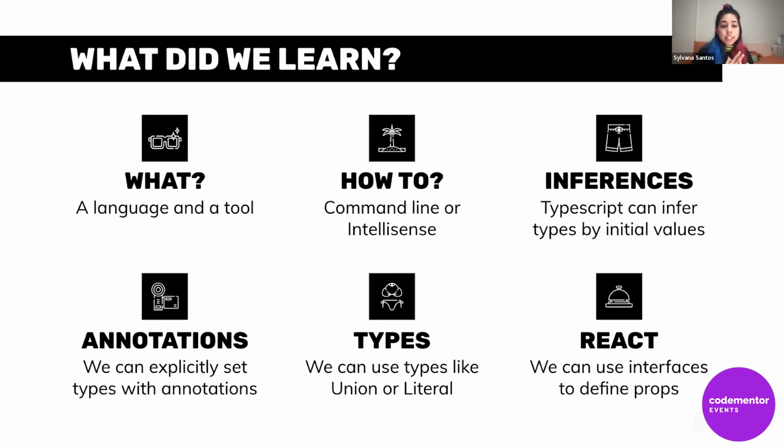TypeScript can infer the types for your variables when given an initial value or given enough context. If TypeScript cannot figure out what the type for your variable is, you'll need to add annotations to help TypeScript out. And when writing annotations, there are a lot of different tools that we can use, such as union types or literal types or interfaces. And we can use all of those things in our React components. In particular, we can use interfaces to define the shape of the props object.